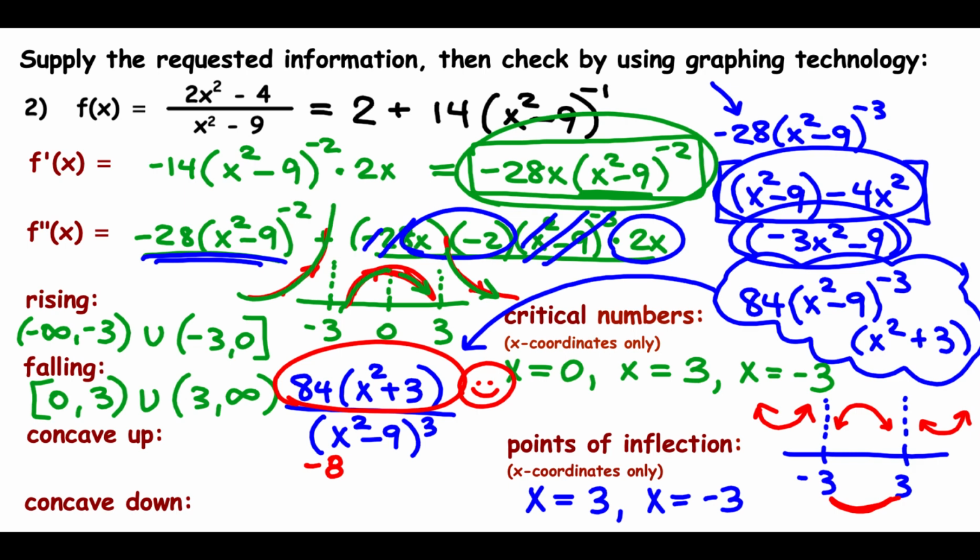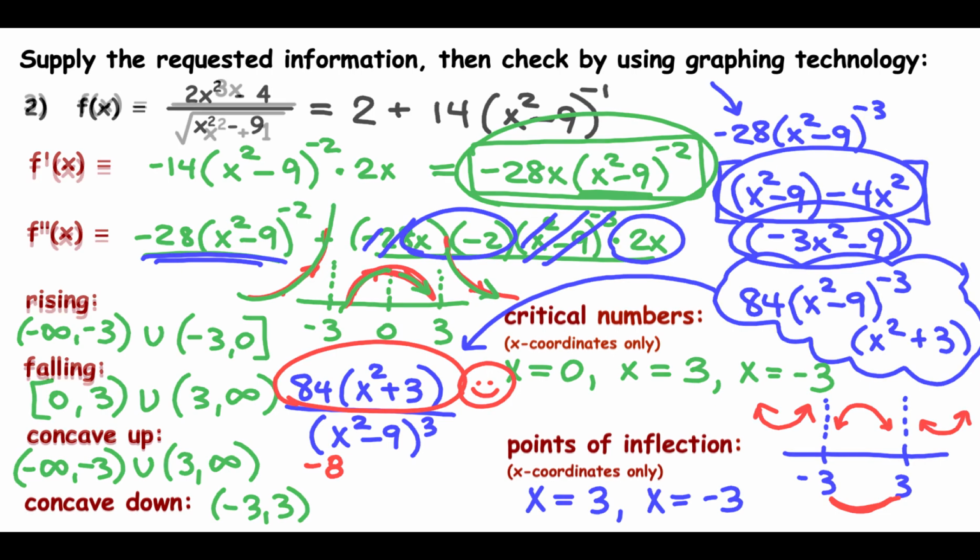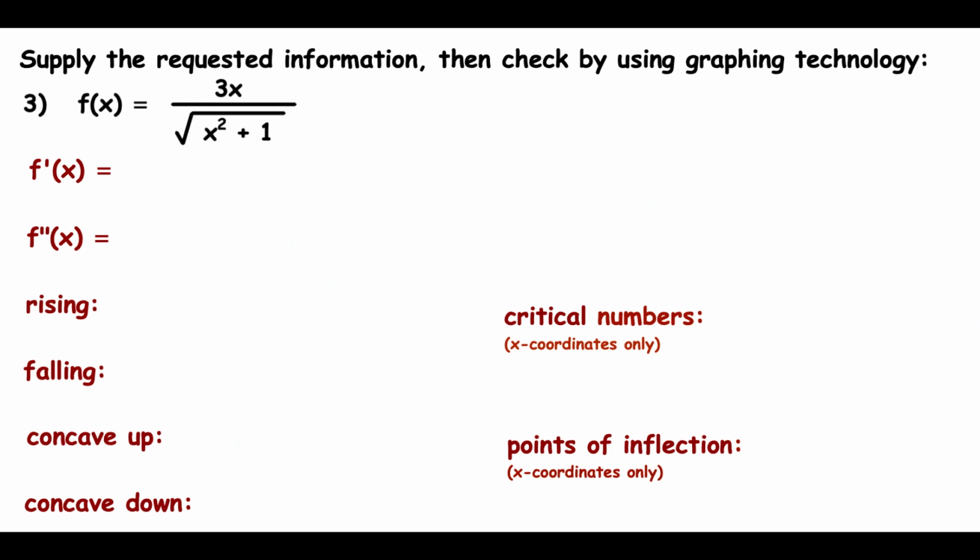And we can write the rest of our answers over here in green. It's concave down in the middle. Remember, concavity is always curly. And it's concave up out by the extremes. So from negative infinity to negative 3, union with 3 to infinity. And that's it for our second problem. Last but not least, number 3.